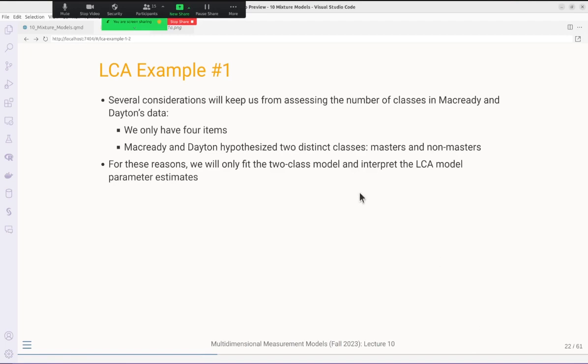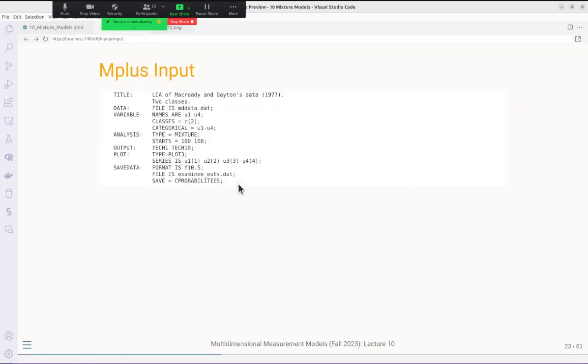So, now, because we only have 4 items, we really can't do the exploratory approach where we fit 2 or 3 or 4 classes. We're just going to fit a 2-class model here. But let's just pretend that that's what we end up getting. And this is our M plus input.